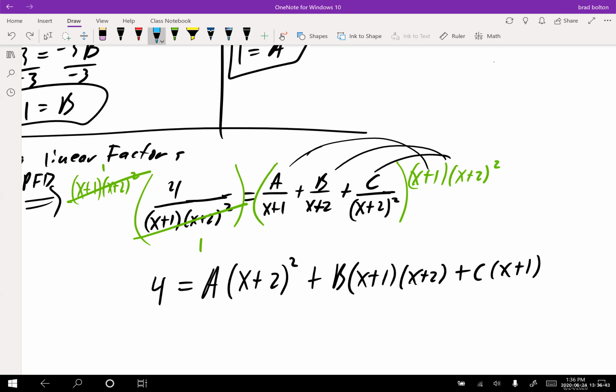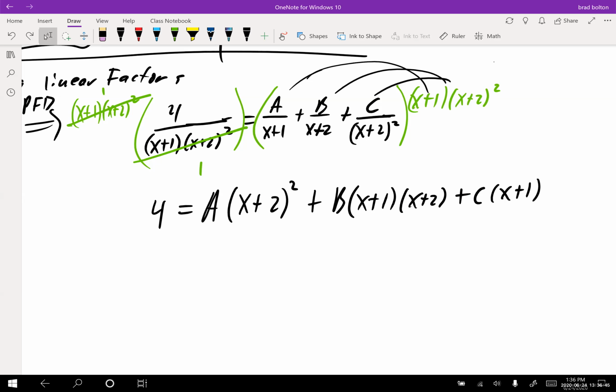Let me just clean that up. Okay, so we're here. So now pause the video and practice doing your partial fraction decomposition. We have to solve for A, B, and C. What do you think are good x's to choose? So pause the video and try to solve for A, B, and C. And then when you come back, I'll go over it with you.